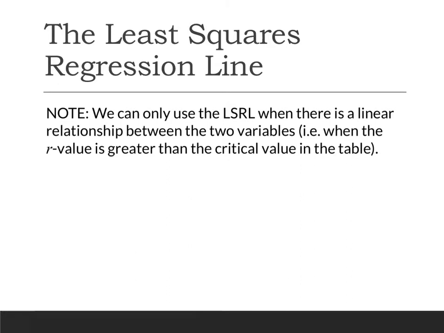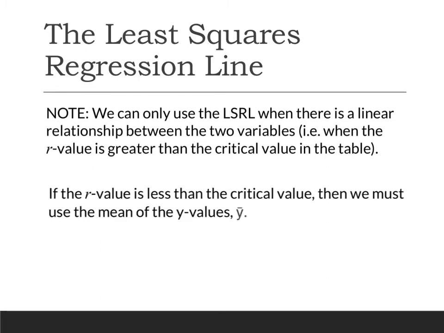And then if it's not, so what happens if we don't have that? Well, then we use the mean of the y values instead. So if the R value is less than that critical value, we must use the mean of the y values. If there's no relationship, there's no effect, basically, the x's are not doing anything to tell us what's going on with the y's, then we would use just the mean of the y values to be our best prediction.